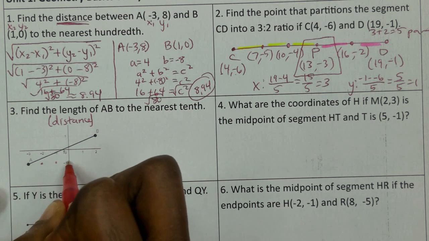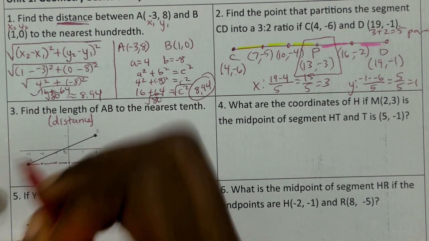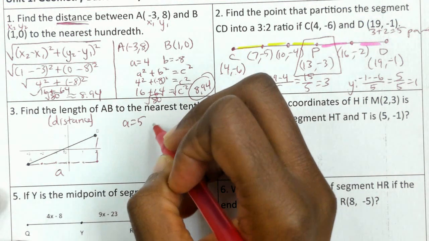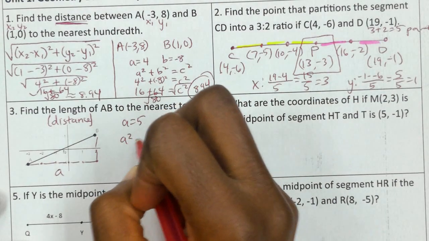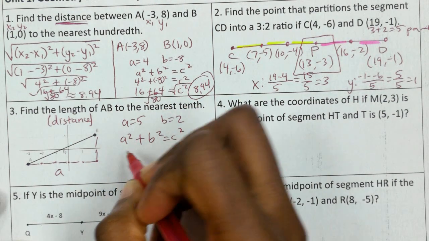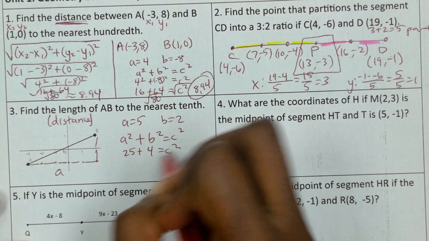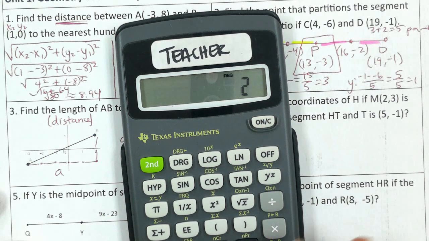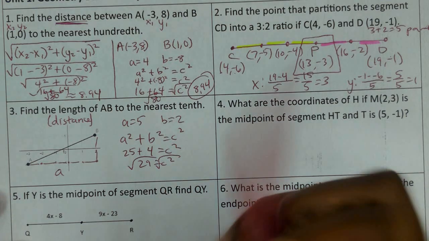So 1, 2, 3, 4, 5 units away. So that's my A. It's 1, 2 units up. So that's my B. So your horizontal and vertical shifts are your A and your B of your Pythagorean theorem. Then you're going to plug into the formula and solve. So 5 squared is going to give me 25. 2 squared is 4. And to the nearest tenth, I'm going to look at the hundredth place. It's an 8, so I round this up to a 4. So it's 5.4.